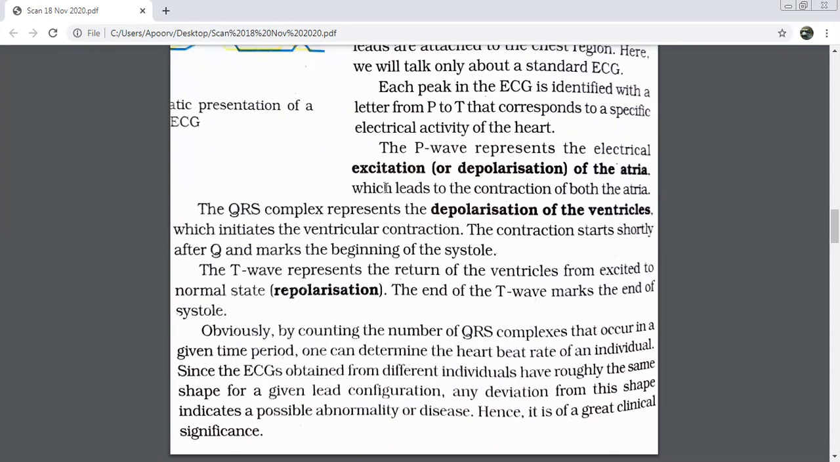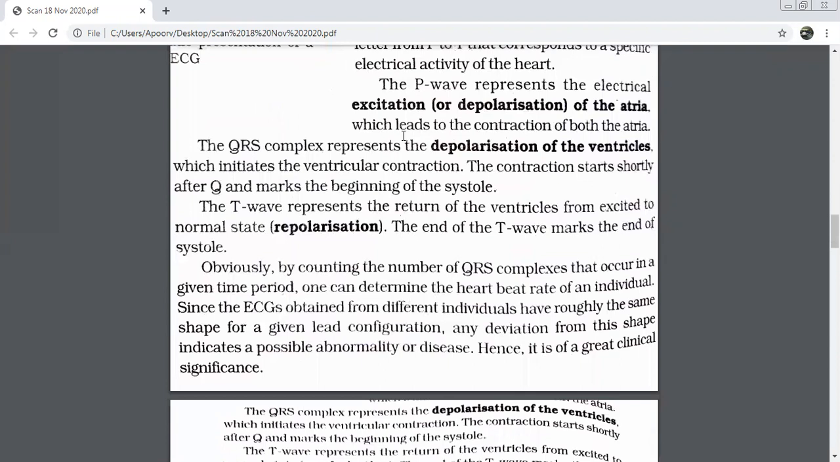Which wave represents the electrical excitation or depolarization of the atria? P wave. Yes, it is the P wave. Which complex represents the depolarization of ventricles? QRS complex. Which wave represents the return of the ventricles from excited to normal state? That is the repolarization. The T wave. The end of which wave marks the end of systole? T wave. Okay, very good.